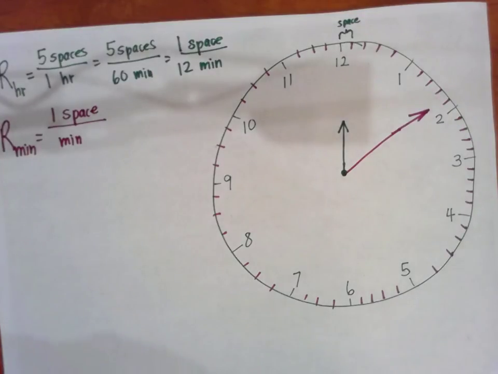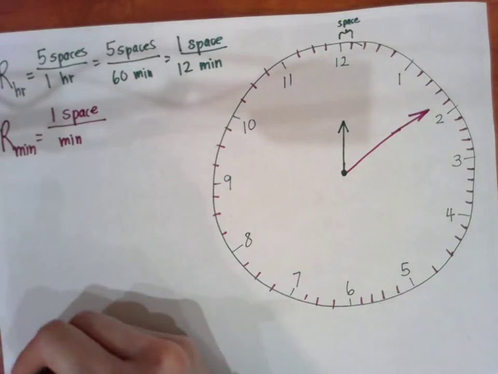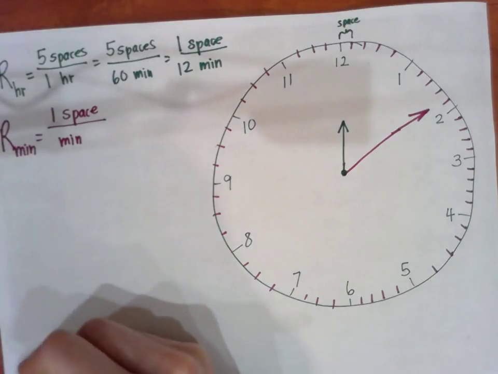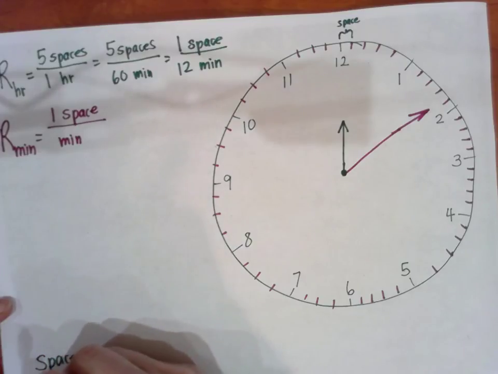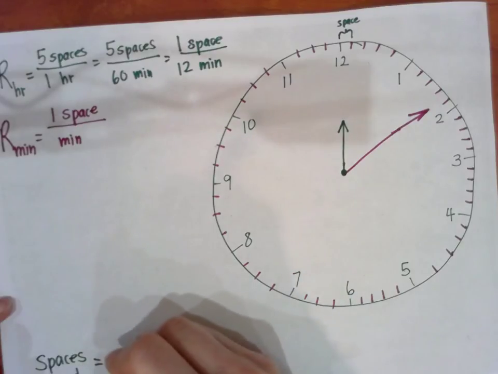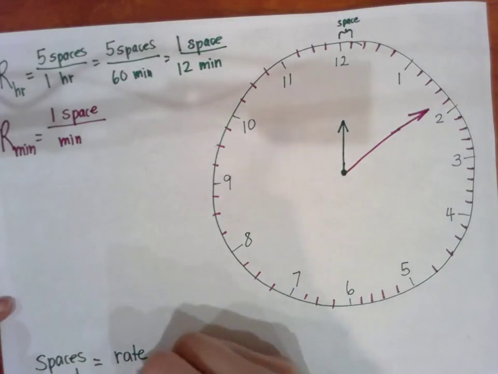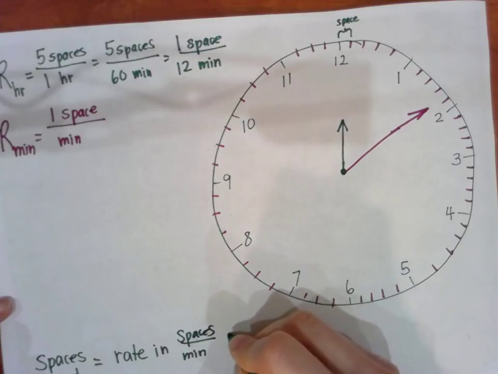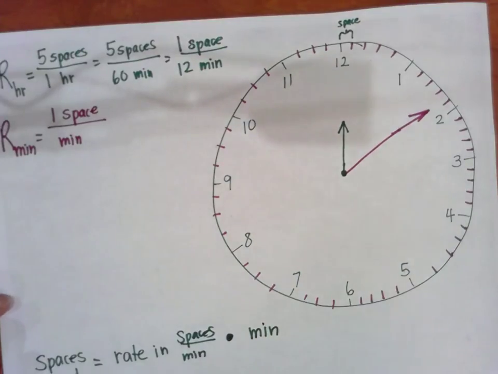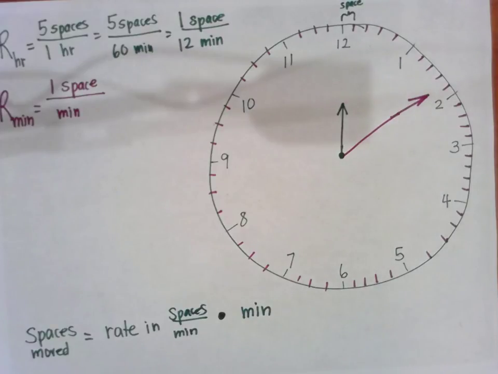So if we think about these problems as rate problems, then in general we'll just have this, that the number of spaces moved by either the hour hand or the minute hand, we'll just say number of spaces moved, is going to be the rate that it's moving in spaces per minute times the number of minutes that we're looking at. The minutes will cancel out, and we'll just have spaces moved. So in general, that's the general idea that you want to think about with these problems.